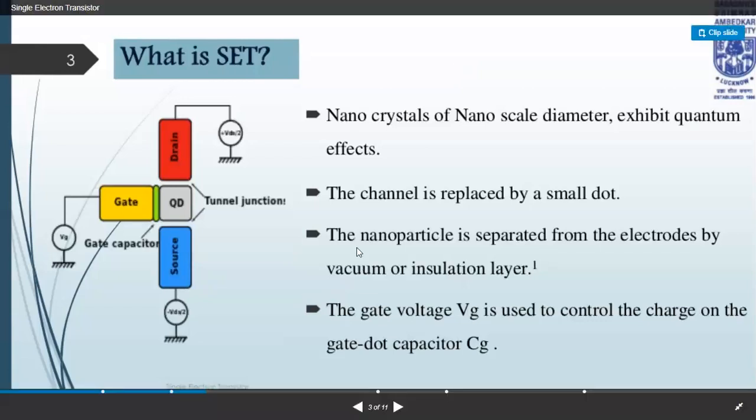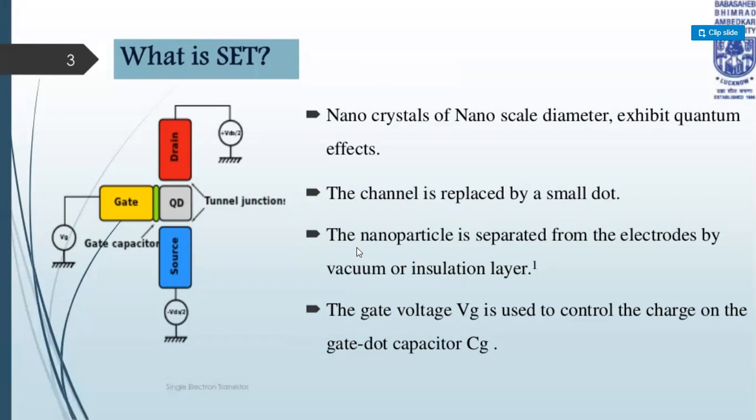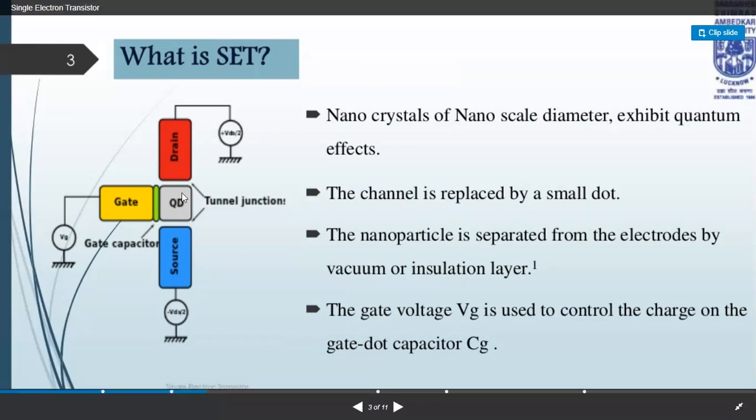The nanoparticle is separated from the electrodes by vacuum or an insulating layer. The gate voltage V_G is used to control the charge on the gate dot capacitor C_G. That is called a simple block diagram of a single electron transistor, or single electron tunneling.